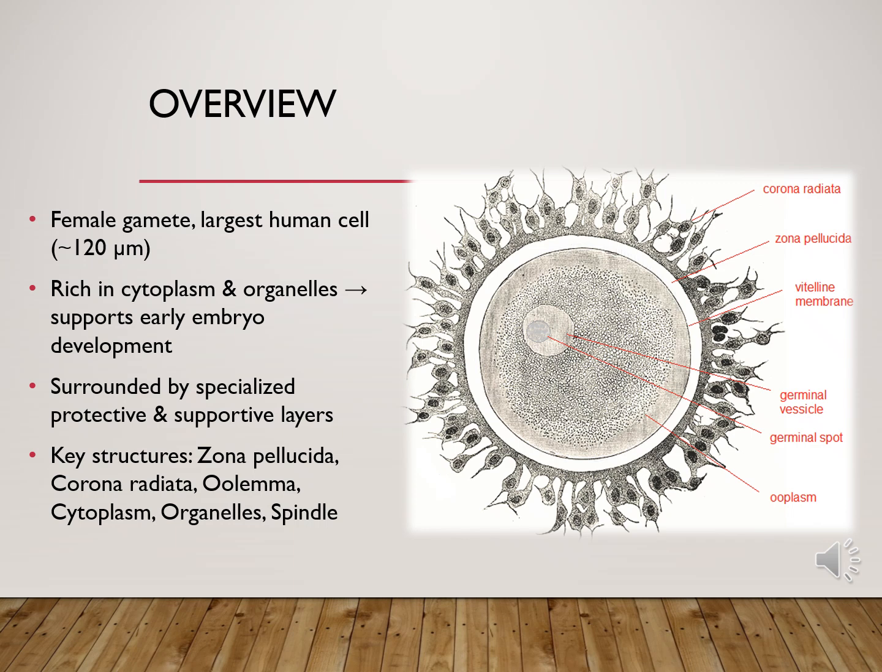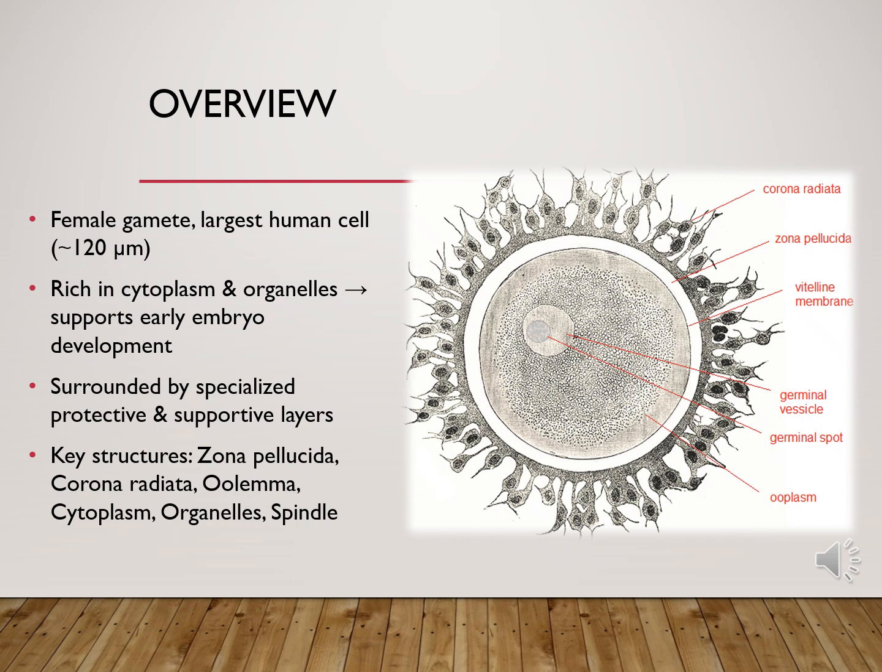The oocyte is the largest human cell, about 120 micrometers in diameter, rich in cytoplasm and organelles to support the early stages of embryo development. It is surrounded by protective and supportive layers, each with specific roles.